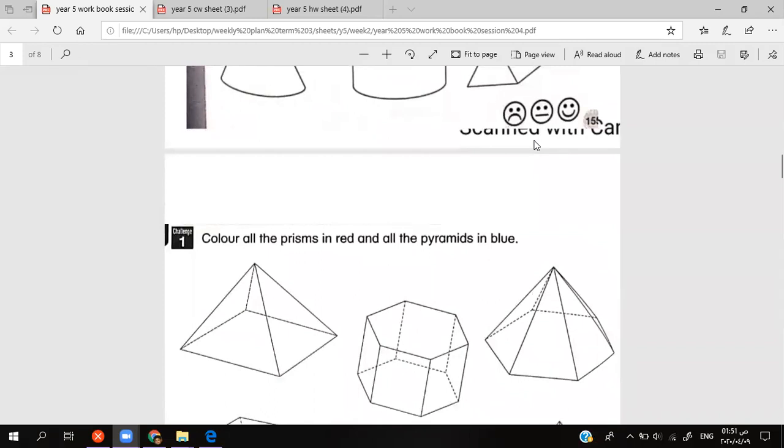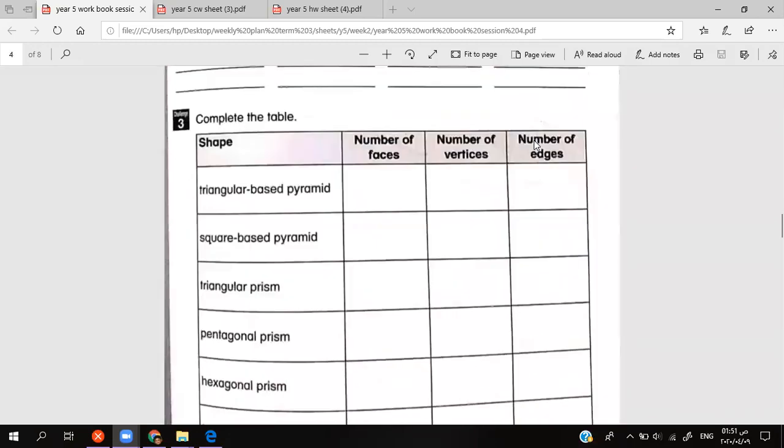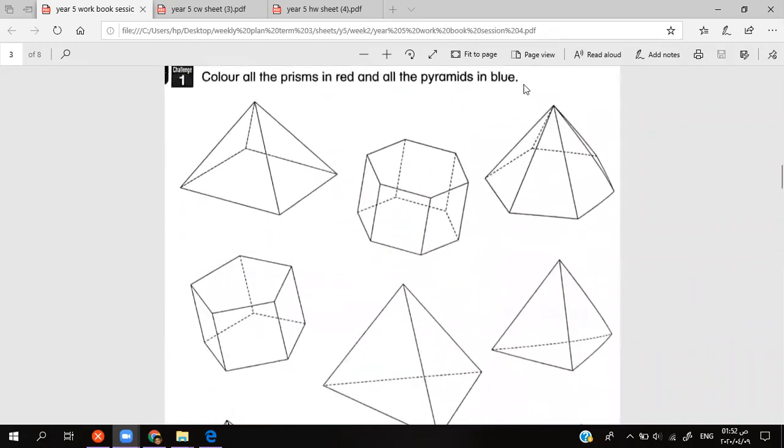Now, guys, I need you to open page 160. It's this one. Put it 160 and 161. Color all the prisms in red and all the pyramids in blue. So this is really easy also. So here's the red. The prism. Is this a prism? No, because a prism must have two identical ends. Okay?